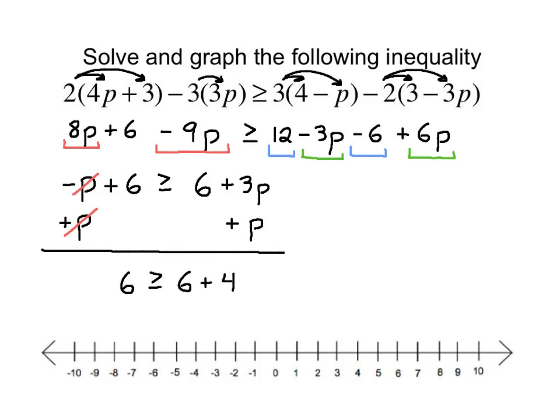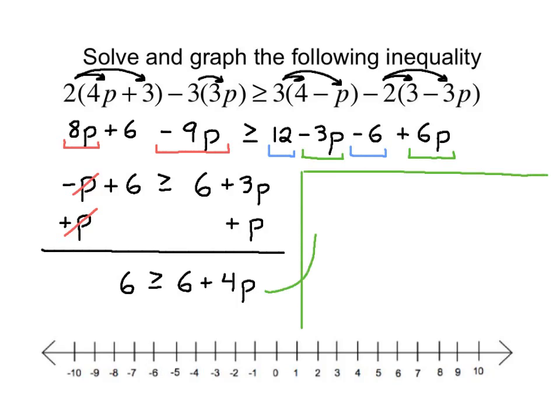plus a 4p. So again, the quick question here is, do I need to switch the inequality sign? The answer is no. I didn't multiply or divide by a negative. I just added a positive p. So this is fine. So let's make a little bit of a section over here where you can finish this problem.